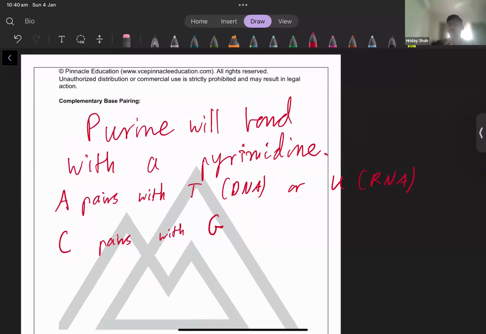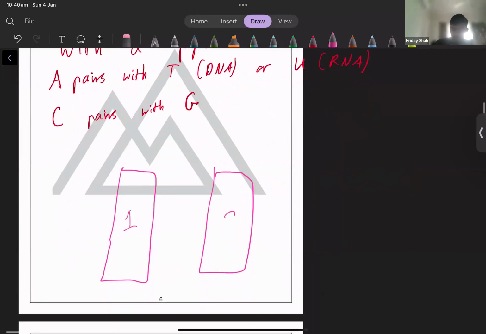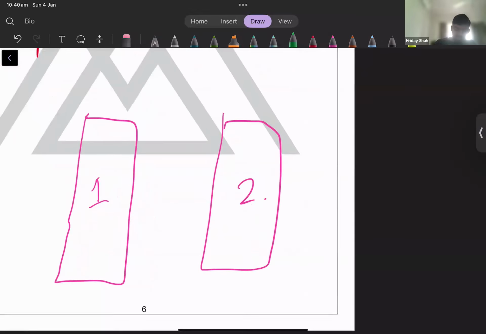Now, this idea is very, very important because once we look at double-stranded DNA, this is strand 1, strand 2. How do you connect two strands of DNA together? You connect them via complementary base pairing. So if this strand of DNA has adenine here, the other strand of DNA must have thymine here, and then they can bond together.